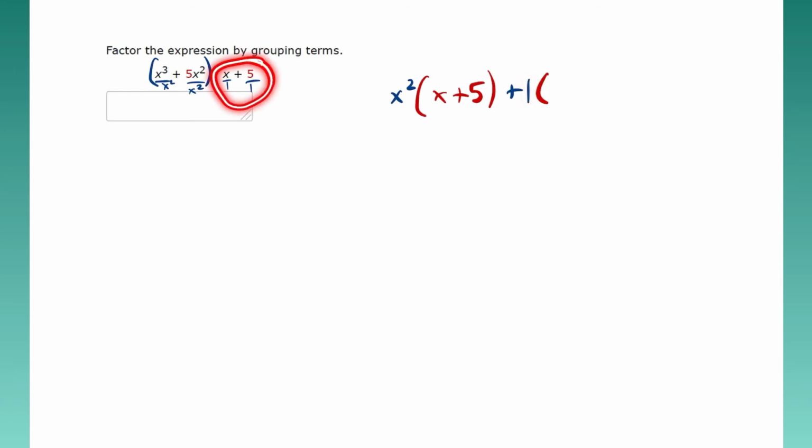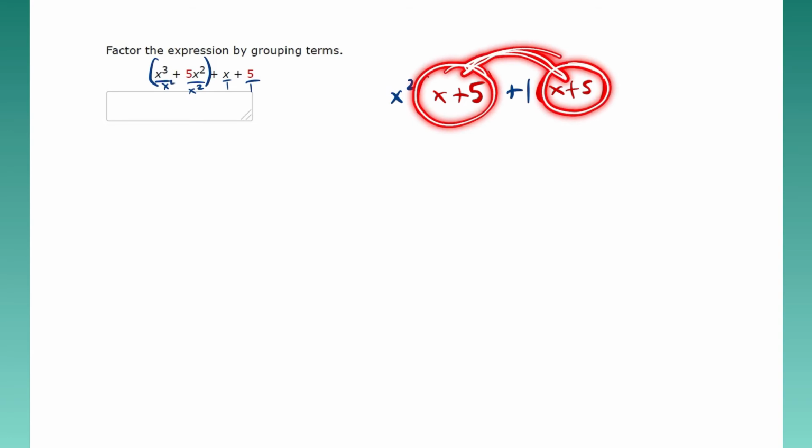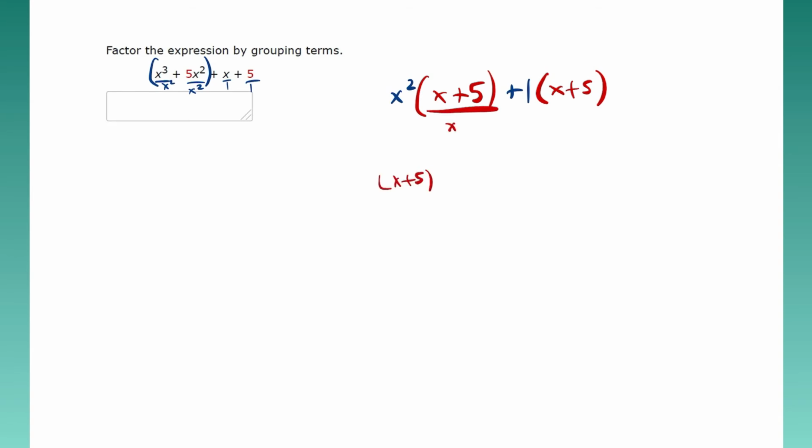And you always want to check that the binomials are the same, which they are, which means we're doing it correctly. You factor out that GCF, which means divide it. And now you're left with x squared plus 1, and that is our final answer.